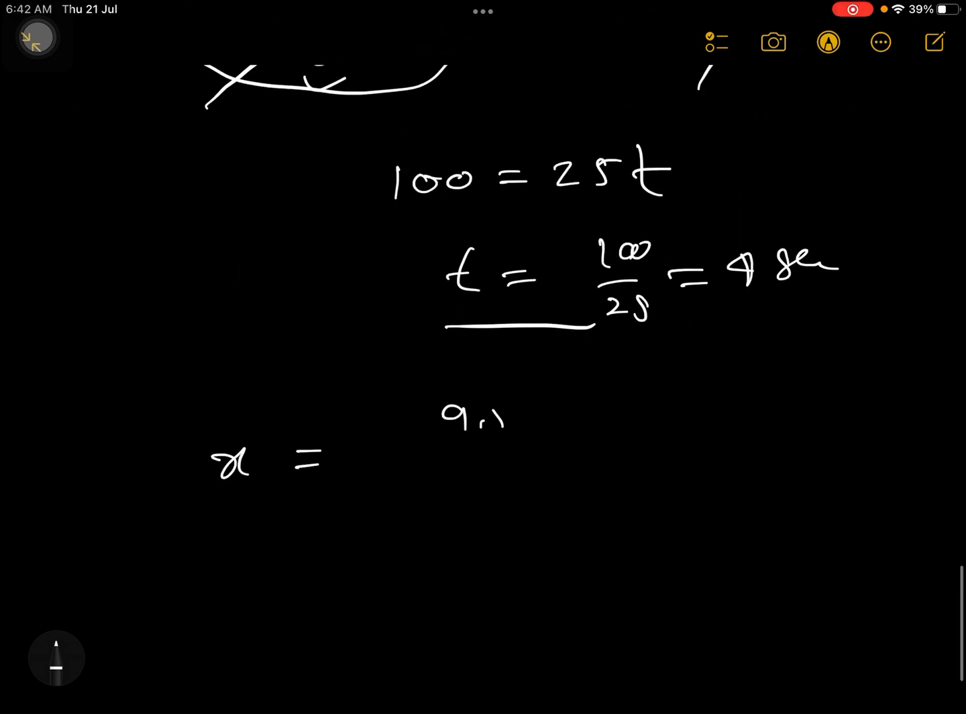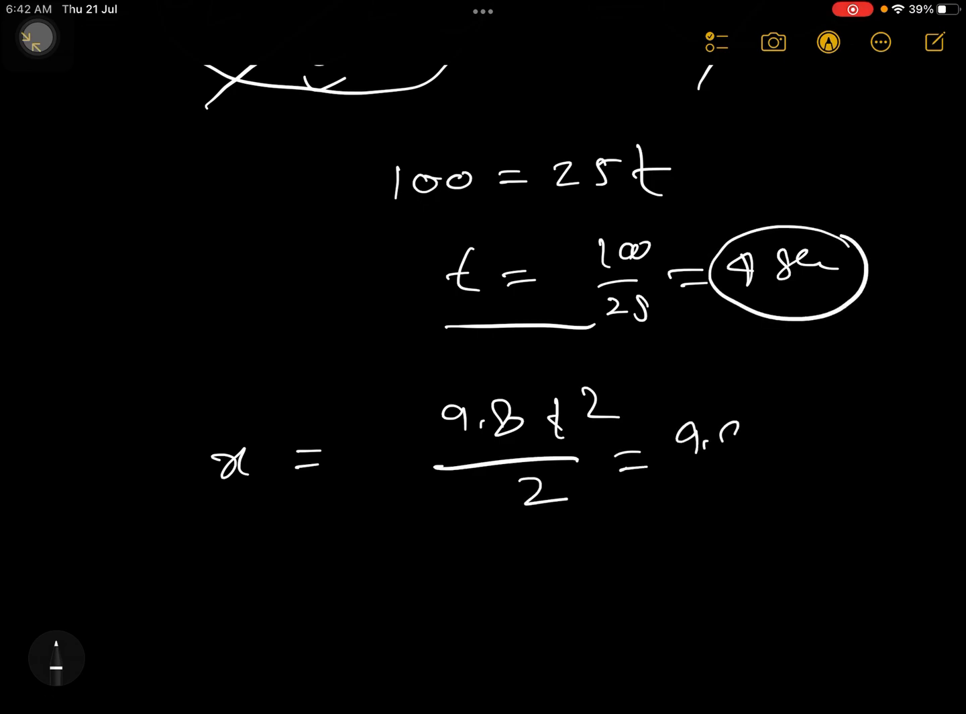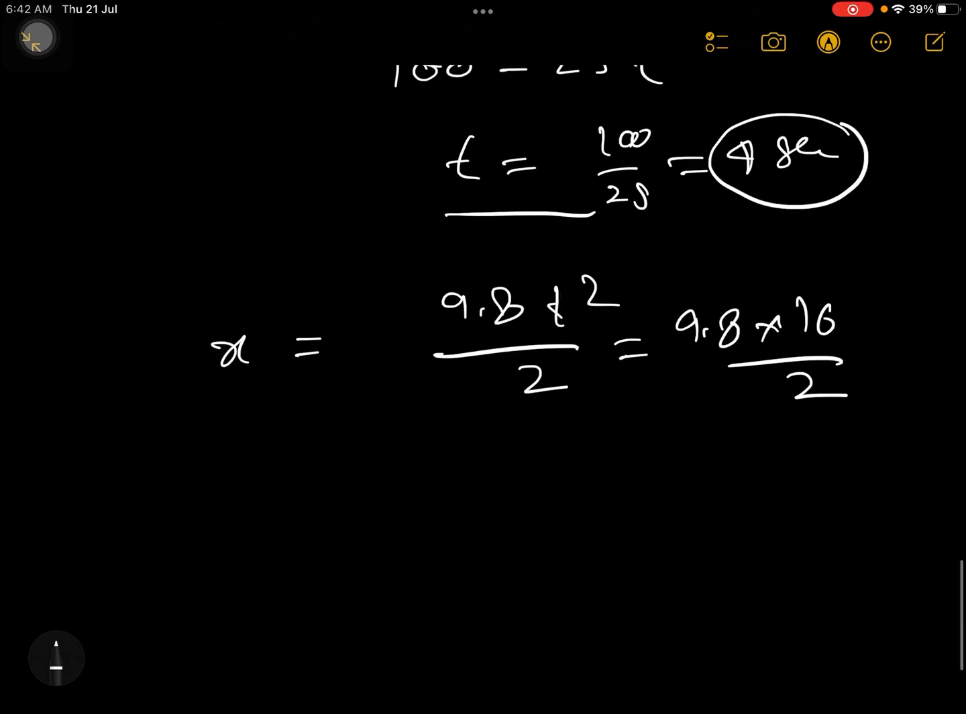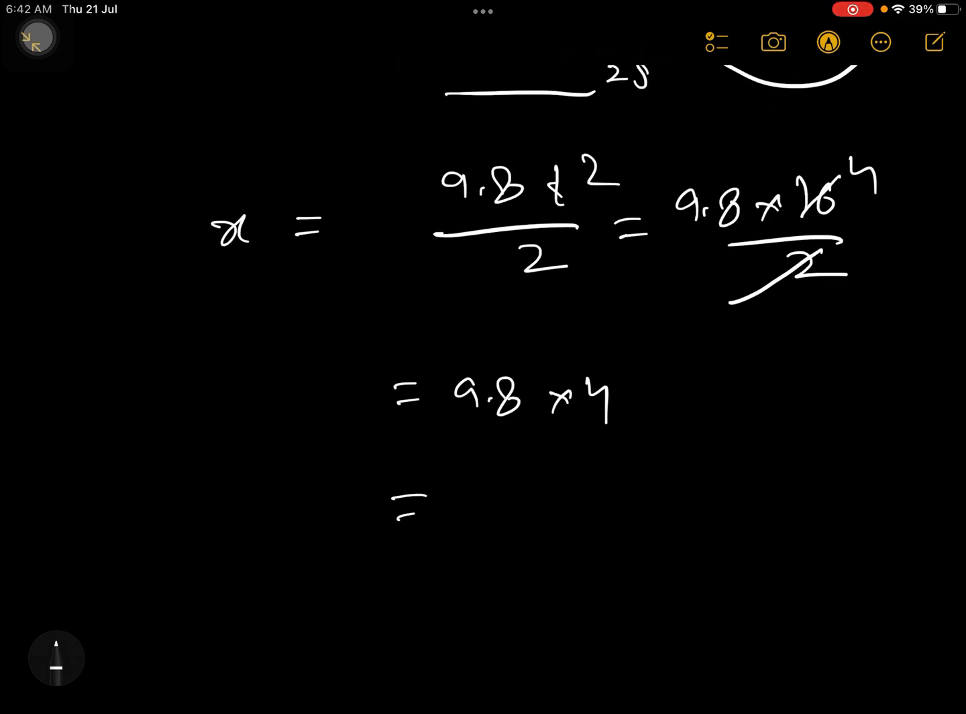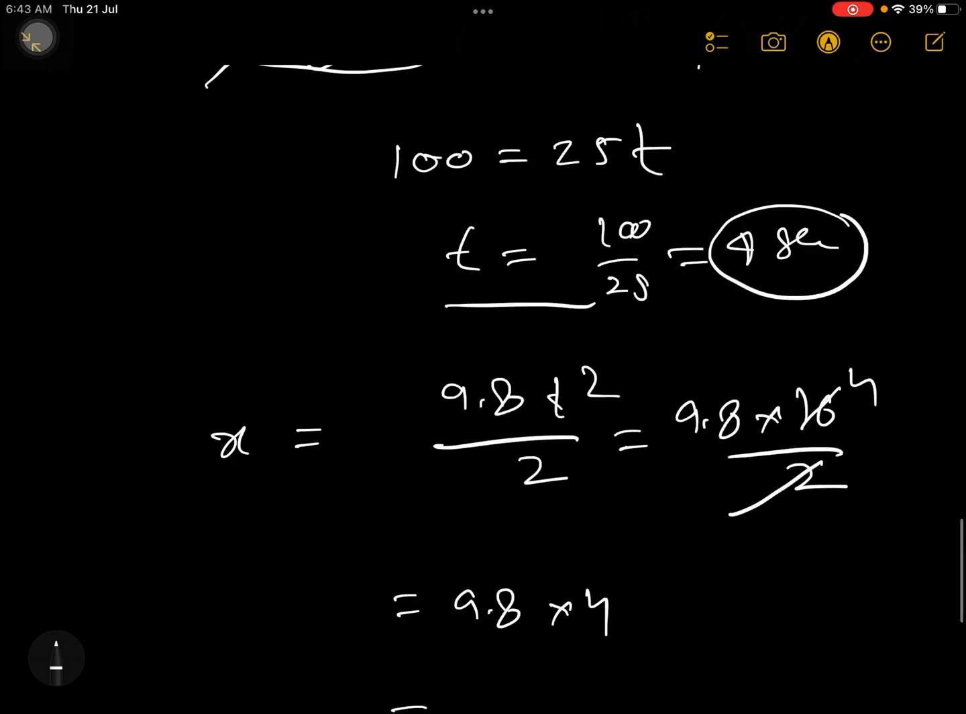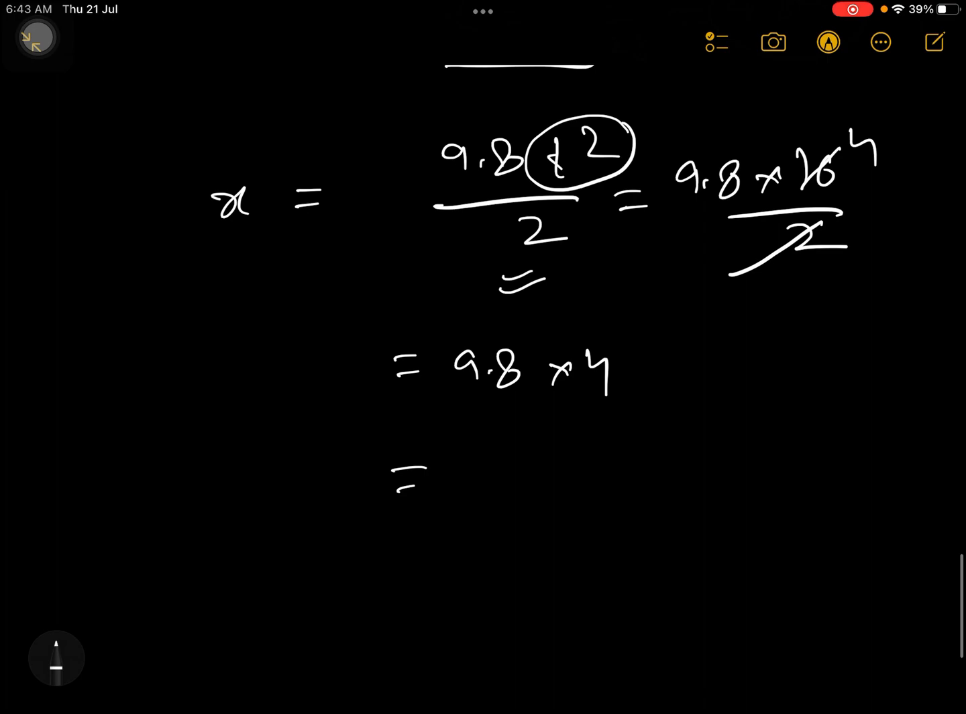So x is equal to 9.8 t square by 2 and this t square is nothing but 4, so it will be 16. So 9.8 into 16 by 2, so you can cancel this, 4 will come, so 9.8 into 4. Now when you solve this, you will get... are we going to make any mistake here? Let me check, because it is t square by 2. So in total we are going to get 9.8 into 4. Just a moment, I'll just multiply. Okay, you multiply and write down the answer.